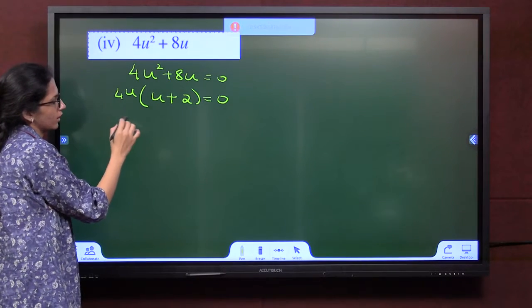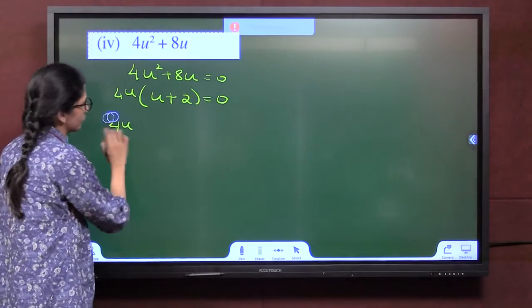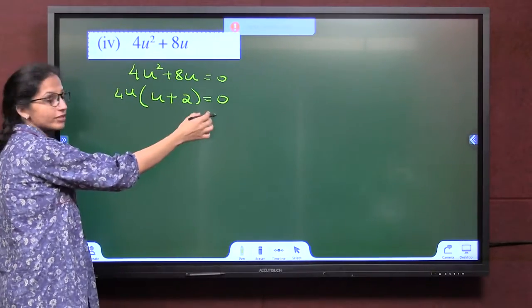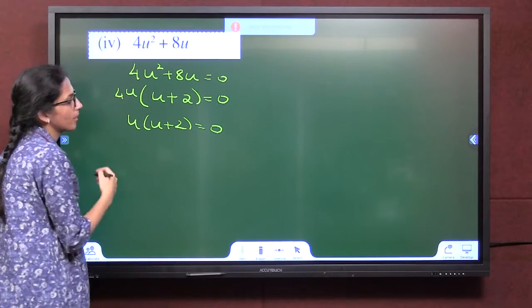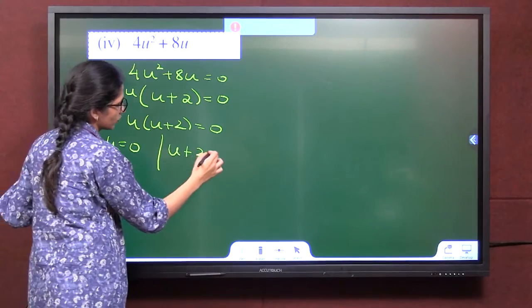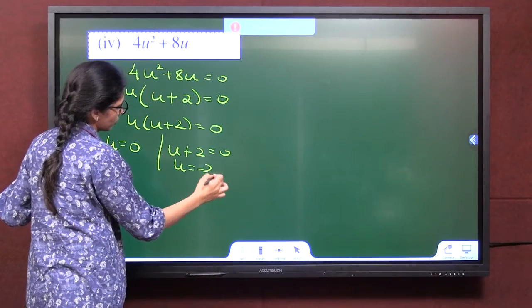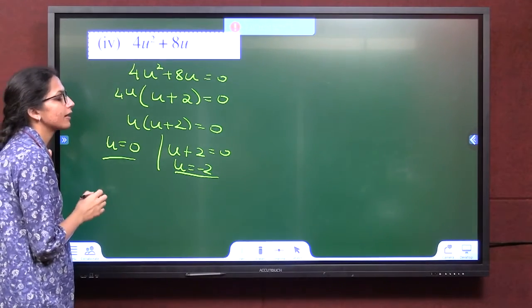So there are two possible cases. 4 goes that side. If 4 goes that side, 0 by 4 is 0. So u into u plus 2 is 0. Now this means u is 0 or u plus 2 is 0. So u equals minus 2. So my two zeros of the equation are u equals 0 and u equals minus 2.